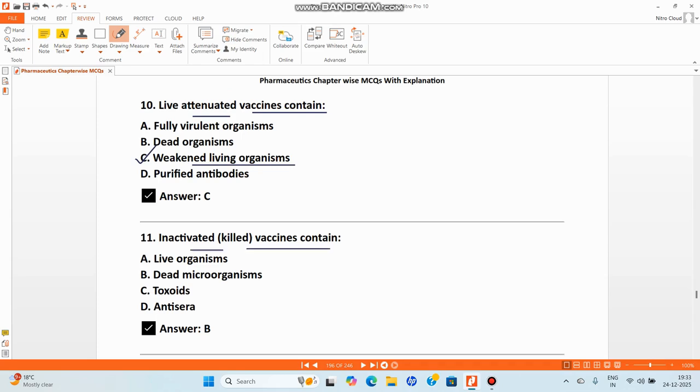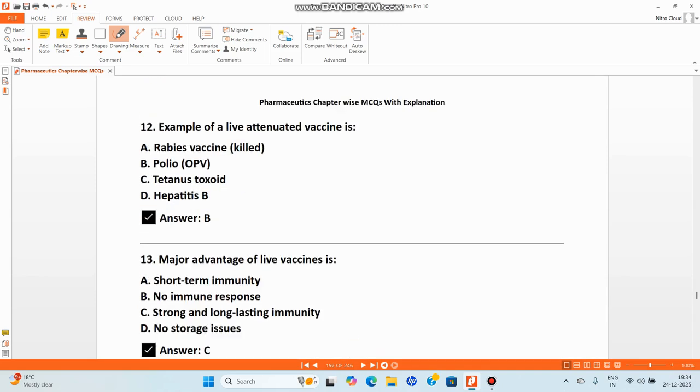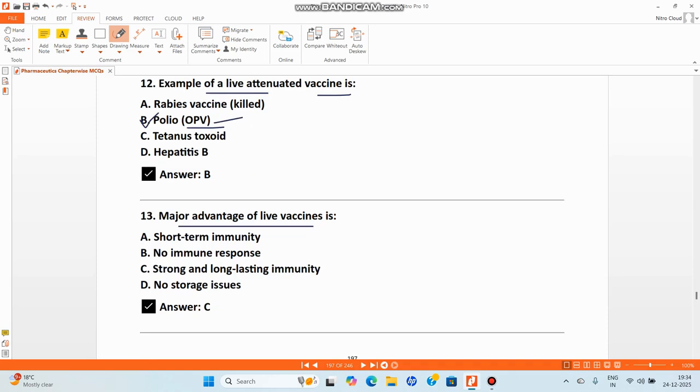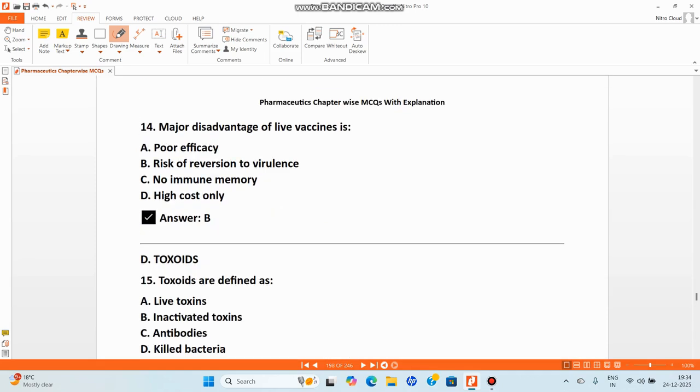Inactivated or killed vaccine contains what? Dead microorganism. Okay. And an example of a live attenuated vaccine is B, polio vaccine. You can say oral polio vaccine, OPV. And major disadvantage of live vaccine? Not C, strong and long lasting immunity. Okay, major disadvantage of live vaccine is B, risks of reversion to virulence.